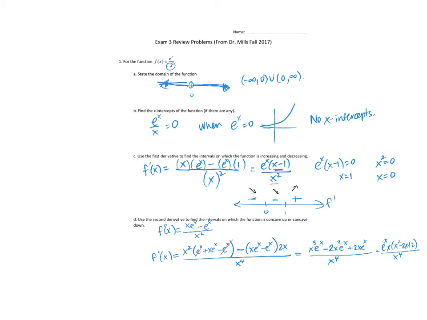Let's see, I can factor that. This part here is going to have complex roots, so I don't get any possible inflection points from that. x equals 0, we know is already an asymptote. e to the x is never 0, so I don't get any inflection points. No inflection points.